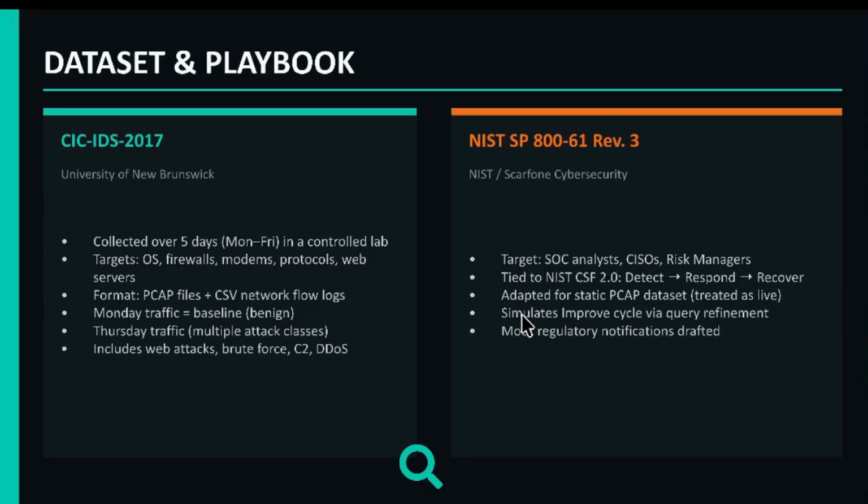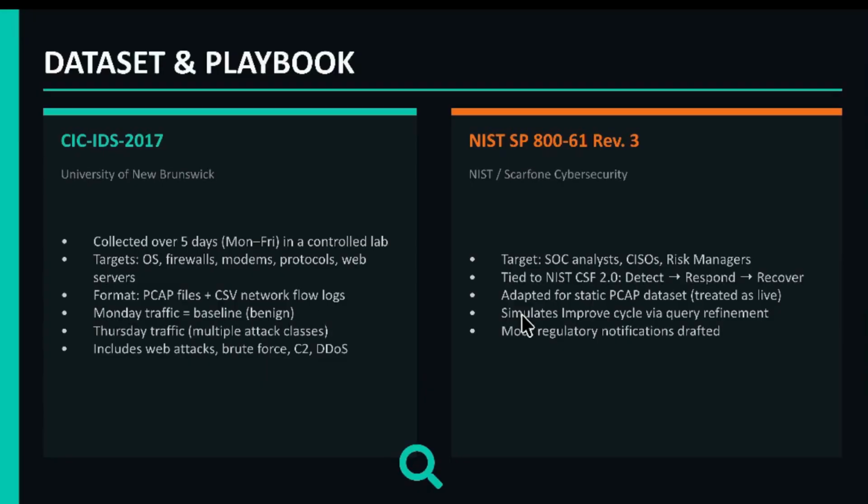As I mentioned before, we're using the CIC IDS 2017, which was created by the University of Brunswick. This dataset gave us realistic network traffic that was collected over a full week in a controlled lab environment. Monday represented the normal baseline traffic, while later days, such as Thursday, gave us more of the attacks, things like brute force, web attacks, command and control activity, and DDoS traffic.